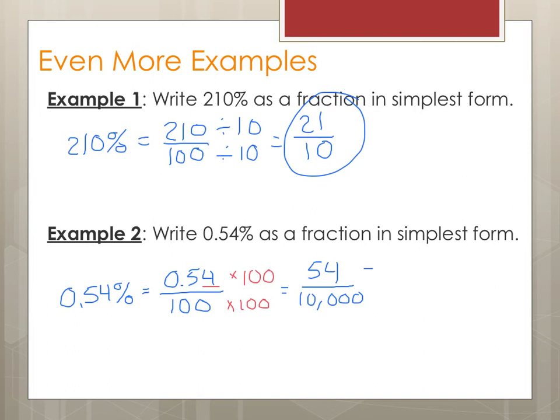Now, time to divide out common factors. I know that they're both divisible by 2, so I'll start there. 54 divided by 2 will be 27. And 10,000 divided by 2 will be 5,000. And at this point, there are no more common factors between 27 and 5,000, so we have the fraction here in simplest form.